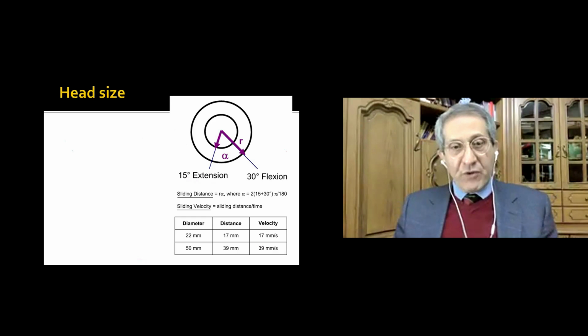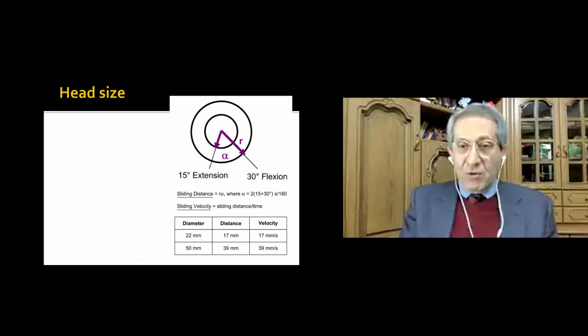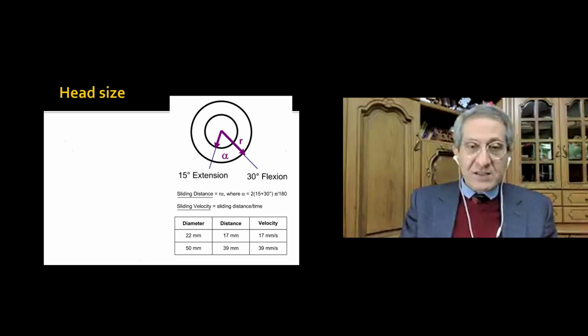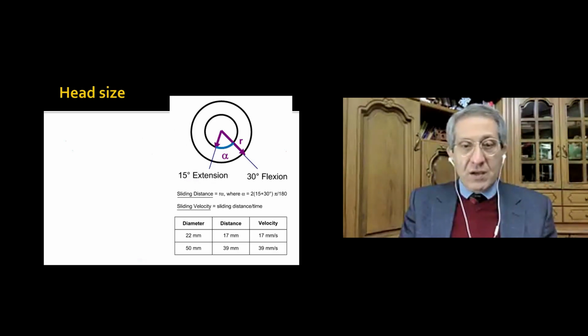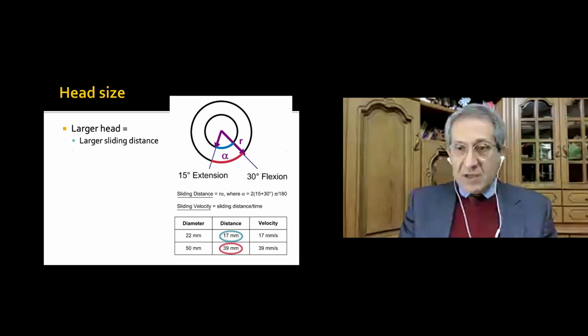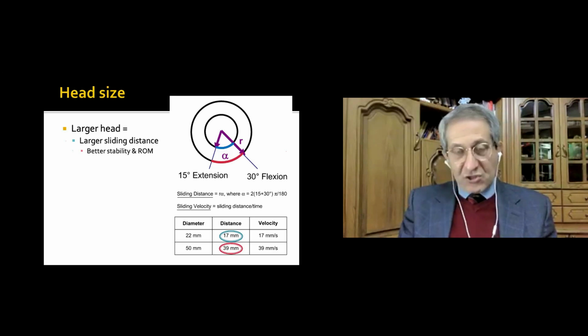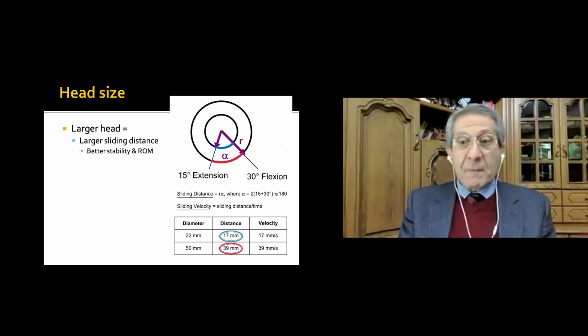In order to move from 30 degrees of flexion to 15 degrees of extension, a small femoral head would have to travel a short distance to cover its 45 degree angle. A larger femoral head, in contrast, would have a larger sliding distance to cover in the same range of motion in the same time. Although the larger head has an advantage in terms of better stability and range of motion, because of the larger sliding distance, it also has an increased wear rate.